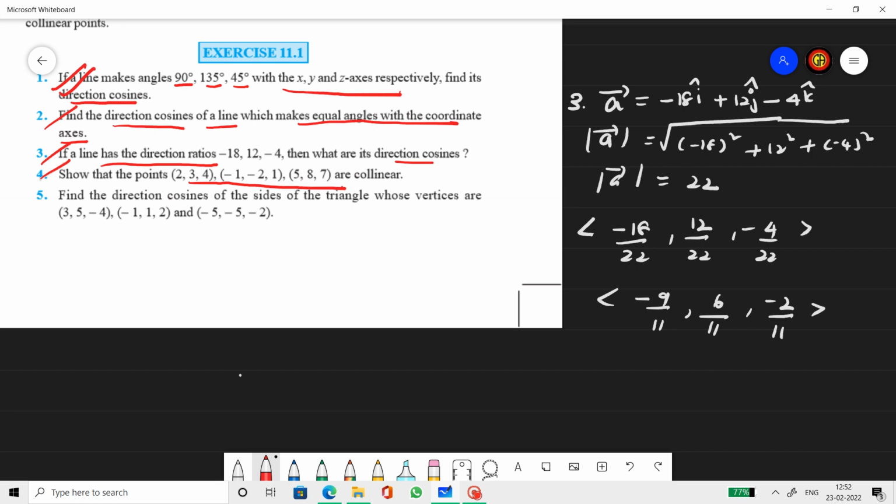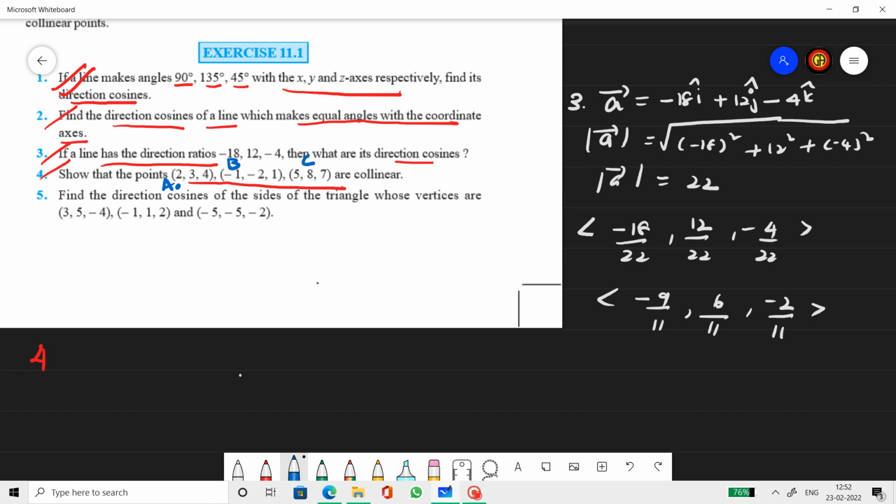There are multiple ways to prove it's collinear, but if you consider my method, I think it would be easier for you. Out of the three points, consider one point as the point of reference. So let me name the points. Let it be A, let it be B, and let it be C. I'm going to take A as my reference point.